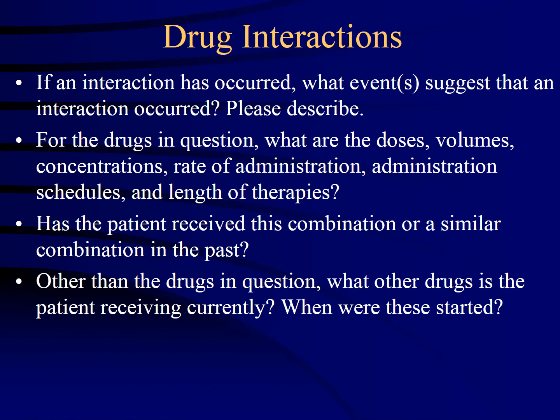If you receive a call about a drug interaction, there are several questions you need to ask. If an interaction has occurred, what events suggest that the interaction has occurred? And you should ask the requester to describe this. Basically, you're asking them why they believe it's a drug-drug interaction. For drugs in question, what are the doses, volumes, concentrations, rates of administration, administration schedules, and length or duration of therapy? Has the patient received this combination or a similar combination in the past? And other than the drugs in question, what other medications is the patient currently receiving? And when were these started?